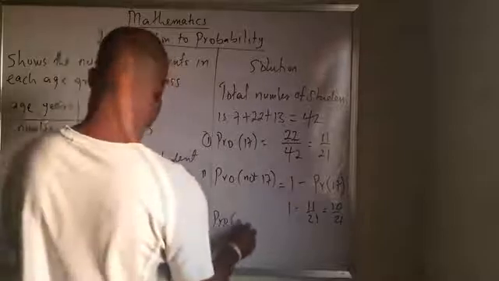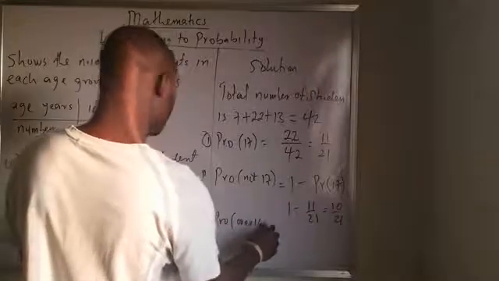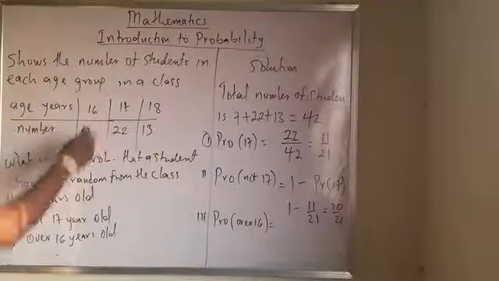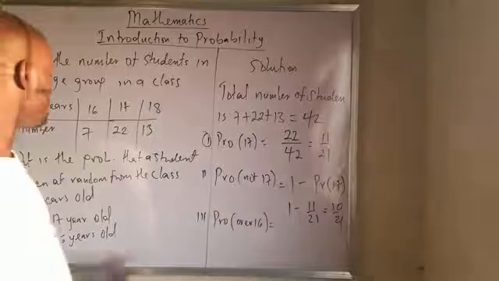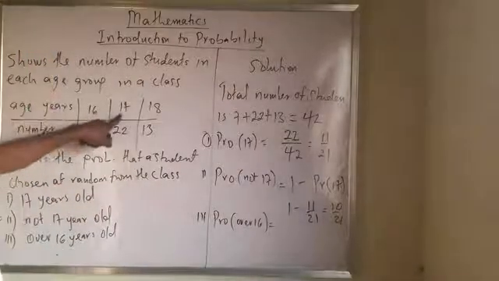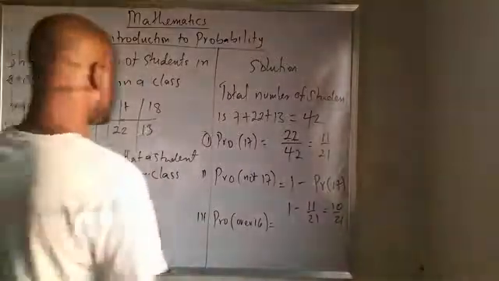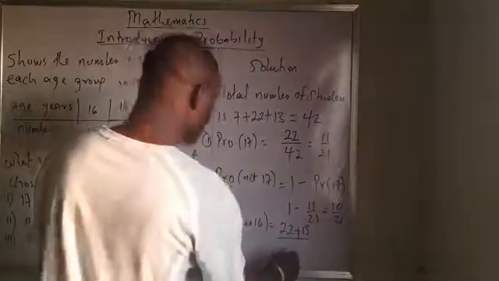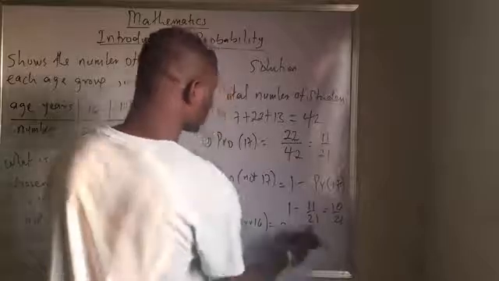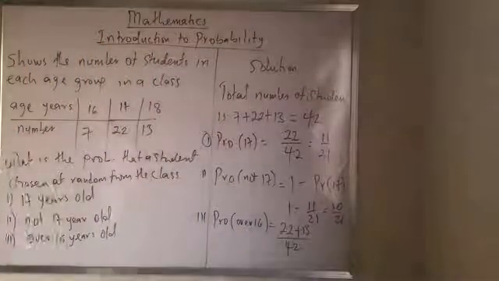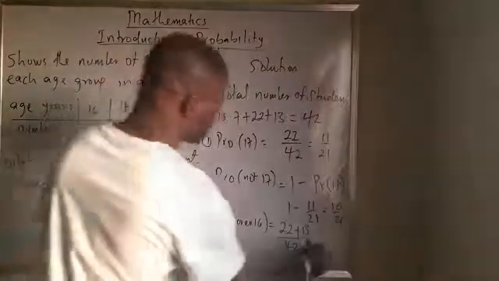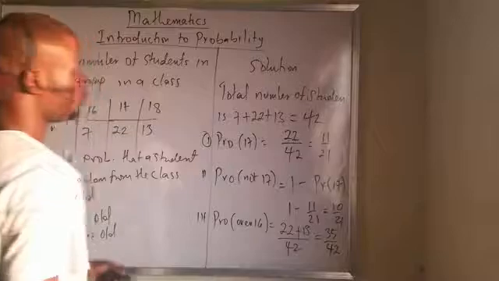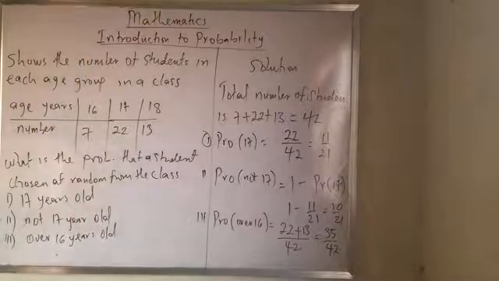The last one is probability of over 16. Now, what is over 16? It means greater than 16. What are those over 16? We have 17 and we have 18. It means I'm talking about 22 plus 13 divided by the total, which is 42. That will be 35. 35 all over 42, which I can now divide.